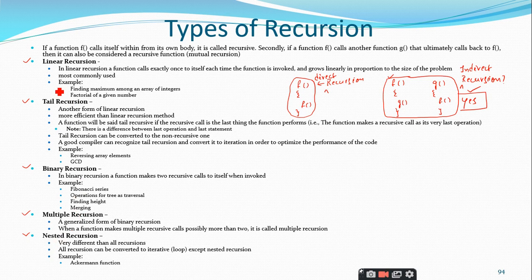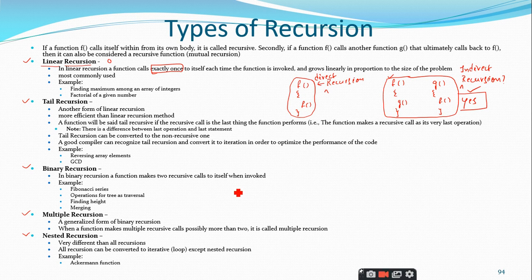So the concept is very simple. We know what a recursion is, and we know what the term linearity means. So linear means if a function calls itself exactly once, we call it the linear recursion method. So only once. For example, in the previous example, we have taken the factorial of a given number.